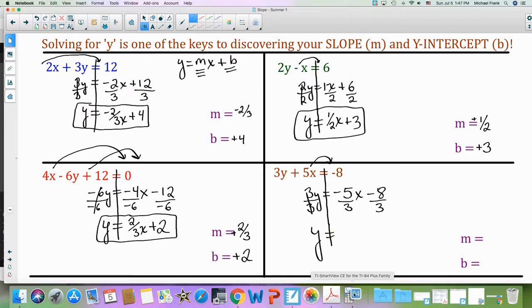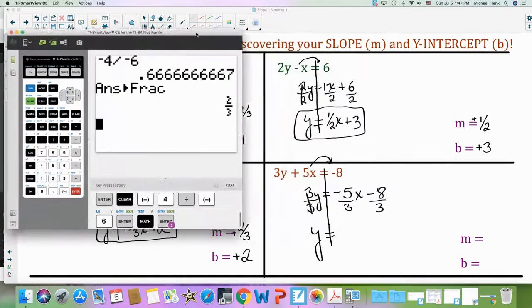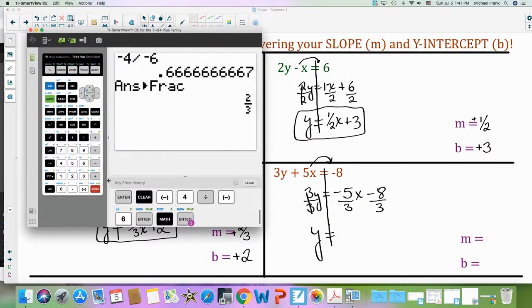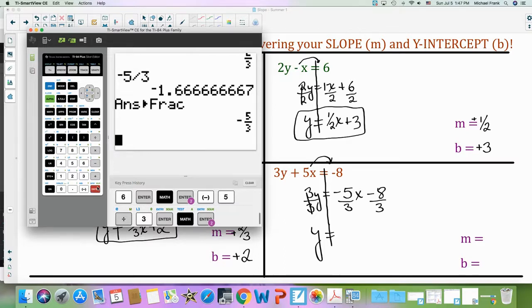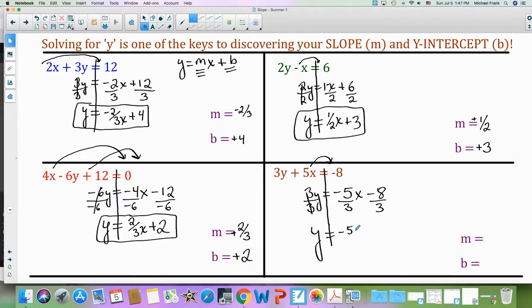Now here, even if you know what these are, it's always helpful just to throw them in your calculator just to be doubly sure. So I'm going to take my negative 5 and divide it by 3 and see if I know what that simplifies to. Well, again, I get a decimal. So whenever I get a decimal, I like to do my math enter trick, which automatically will simplify to a fraction. Oh, it's negative 5 over 3. Oh, it didn't even change. It stayed the same. It already was simplified. Negative 5 over 3x.